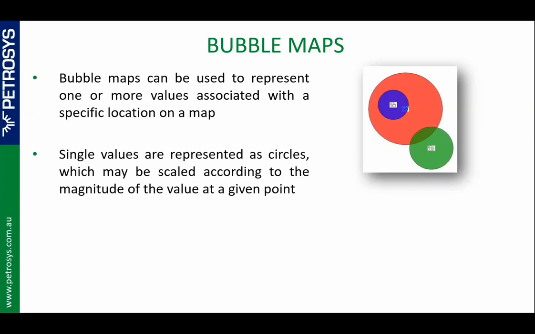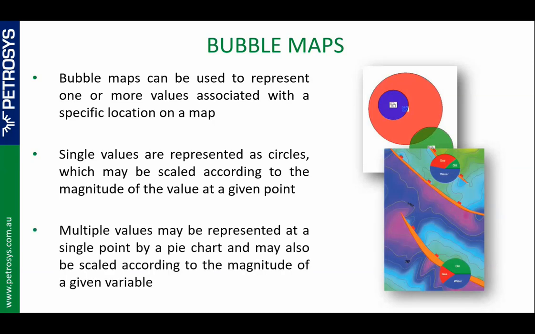There are, I guess, two types of bubble maps depending on the values that you use. If you use single values, this will be represented as circles, which may be scaled according to the magnitude of the value at a given point. So basically, the bigger the circle, the bigger the value magnitude for that particular attribute or property that we're displaying. So that's the most simple way of working with bubble maps.